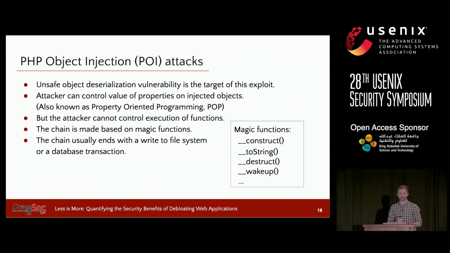And these functions can run automatically under certain conditions. For example, the constructor of an object is automatically executed when you instantiate a new instance of that object. Or if you try to print an object, the toString function is called. So the attacker reuses objects existing within the application, controls the value of properties, and injects a certain gadget chain into the application that will end up dropping a shell on the file system or writing to a database.